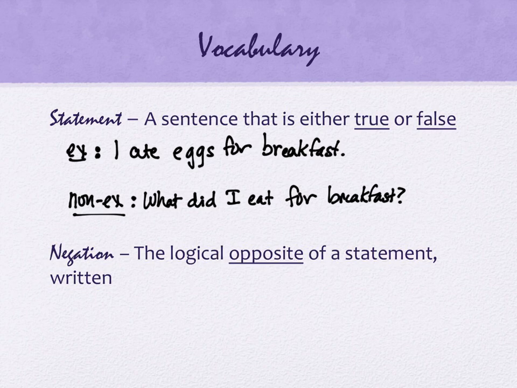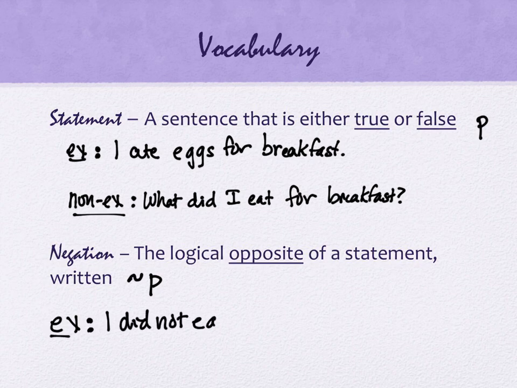A negation is the logical opposite of a statement. So in the negation of a statement, if a statement is written, we'll say P. They like to use P's and Q's for statements. Then the negation of it is actually written with a tilde. So it's tilde P. And the negation of the statement about eggs that I wrote above would simply be, I did not eat eggs for breakfast.